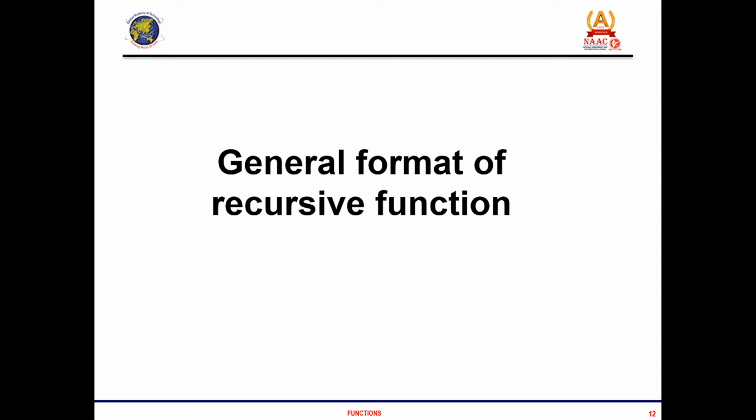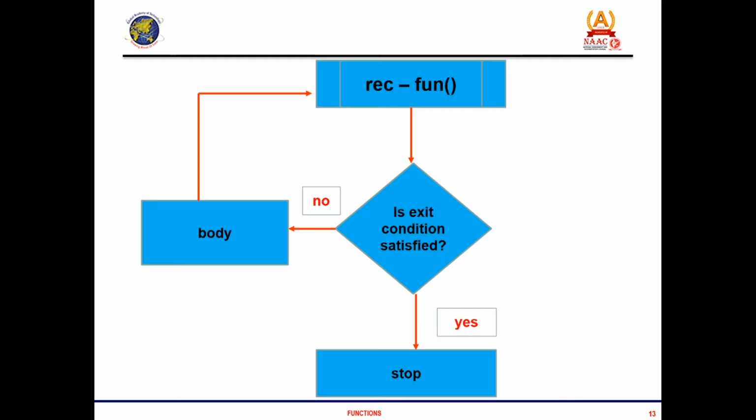Now, let us have a look at the general format of a recursive function. This is the general format of a recursive function. Have a look at the flowchart or the format very carefully. It can be noticed that the first thing we need to do is to verify whether the exit condition is satisfied. If the exit condition is satisfied, then recursion would get halted.